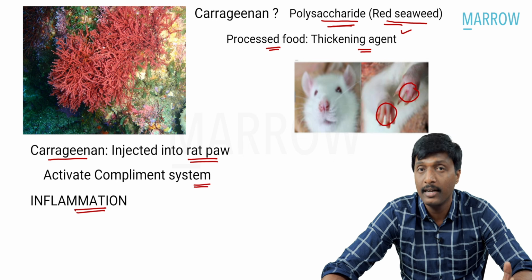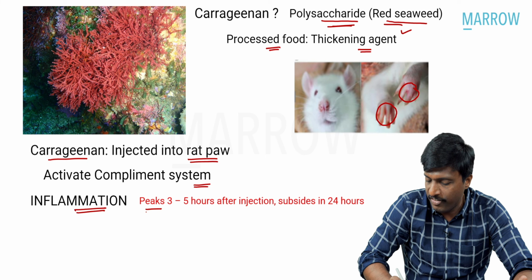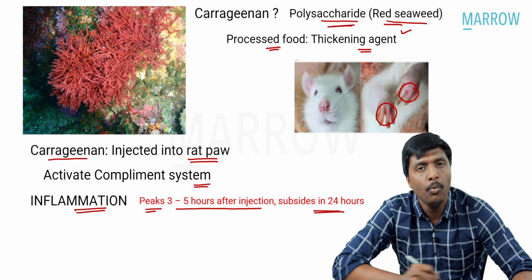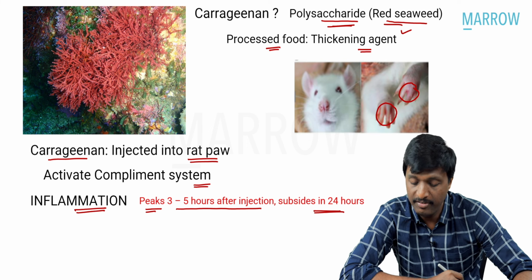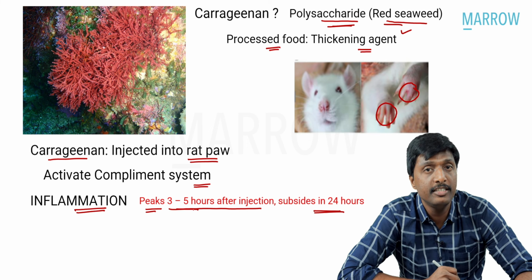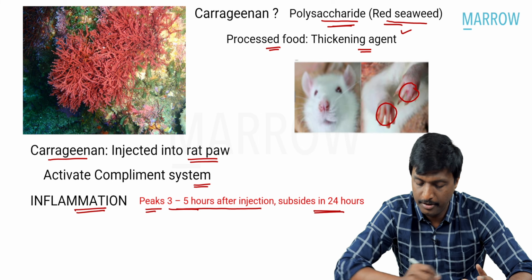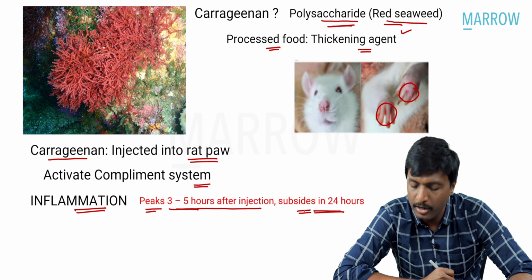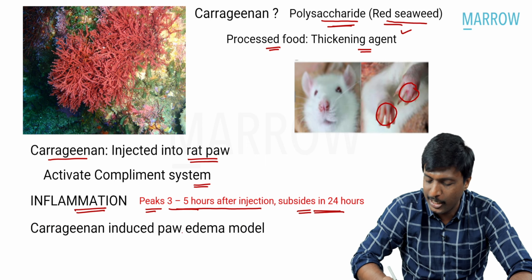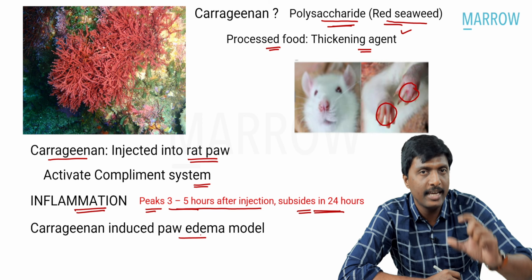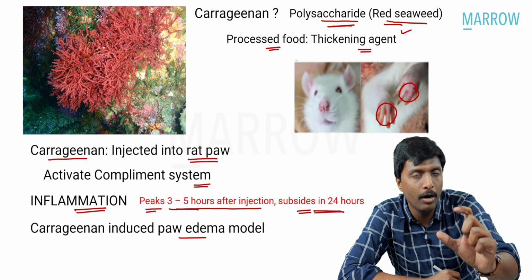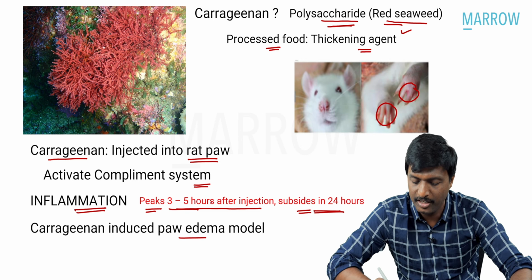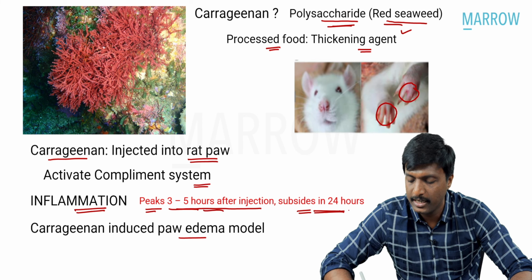What is the time sequence, sir, after injection? This inflammation peaks 3 to 5 hours after injection and it subsides in 1 day, 24 hours. So what is this model called, sir? Carrageenan-induced paw edema model. So carrageenan is injected into the rat paw. You will get inflammation because of complement activation. This inflammation peaks 3 to 5 hours after injection and subsides in 1 day.